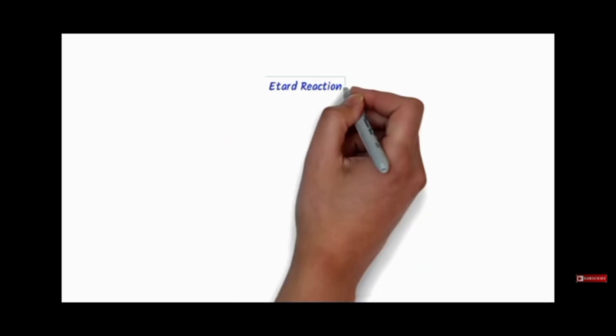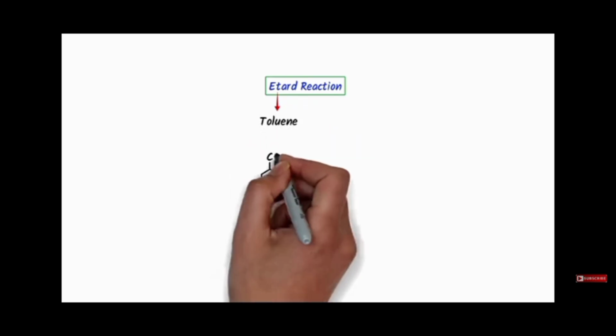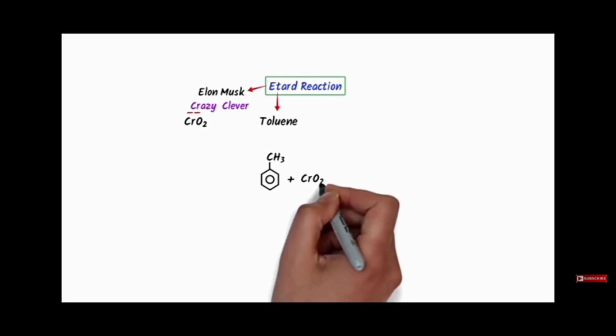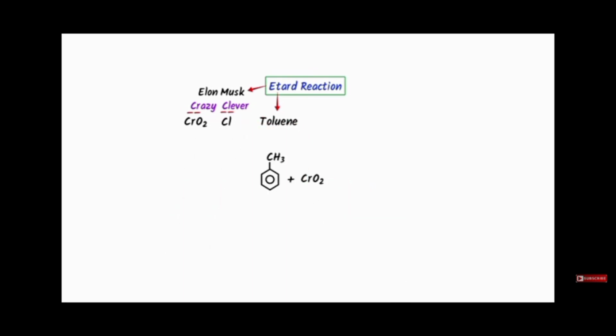Now let me teach you Etard reaction. Well, this T in Etard reaction reminds me toluene. So I write toluene, which is CH3 plus benzene ring. Secondly, this E reminds me Elon Musk. We know that he is crazy and clever. This Cr in crazy stands for chromium oxide and this Cl in clever stands for chlorine. These are the reactants of this reaction.